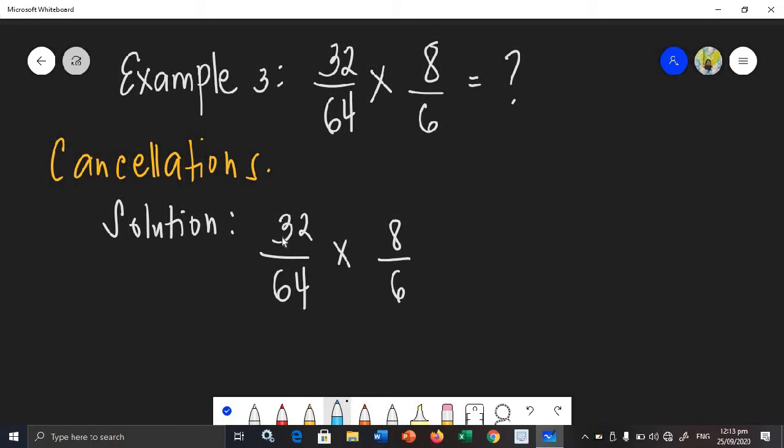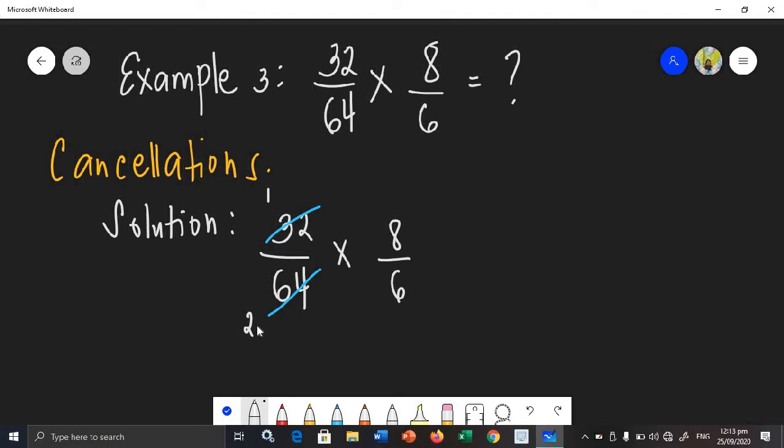So, let's say I am going to cancel 32 and 64 kasi meron silang common factor. Ang common factor ni 32 and 64 ay 32. Okay? So, we will be dividing them by 32. So, 32 divided by 32, that is 1. 64 divided by 32, that is 2.